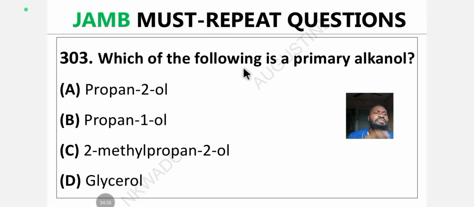Which of the following is a primary alkanol? A. Propan 2-ol. B. Propan 1-ol. C. 2-methyl-propan 2-ol. D. Glycerol. What's the answer? I just taught you this now. Remember, how do we differentiate a primary alkanol from a secondary alkanol from a tertiary alkanol? How do we do that?